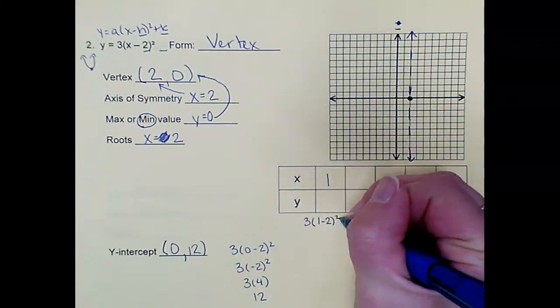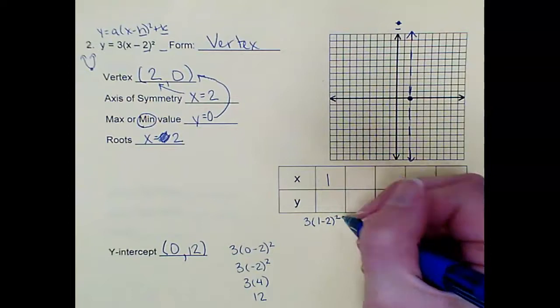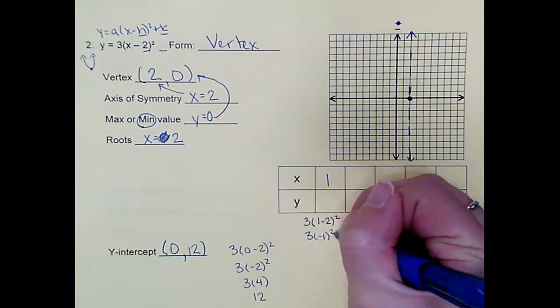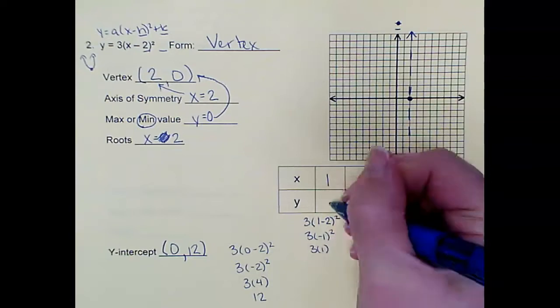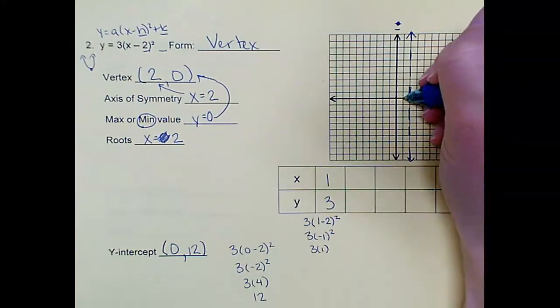1 minus 2 is negative 1. Negative 1 squared is 1. So the point is 1, 1.